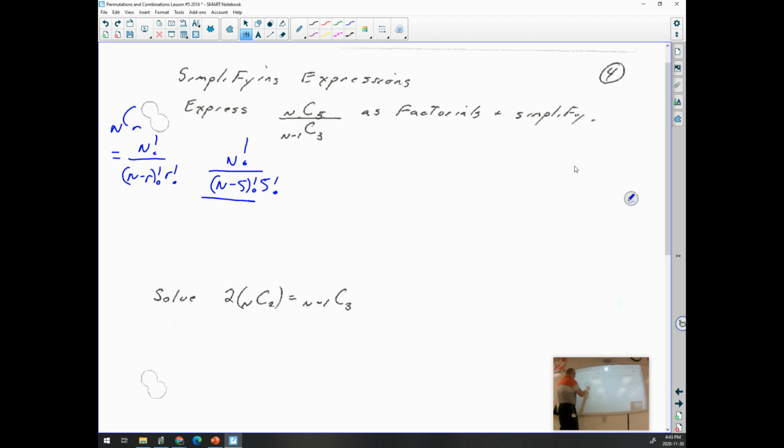And then I'm going to do the same thing from down here. I have n minus 1 factorial over n minus 1 minus 3 factorial, 3 factorial. I missed a factorial. I'm going to go sideways. I probably shouldn't, but I'm going to. The top is already simplified.